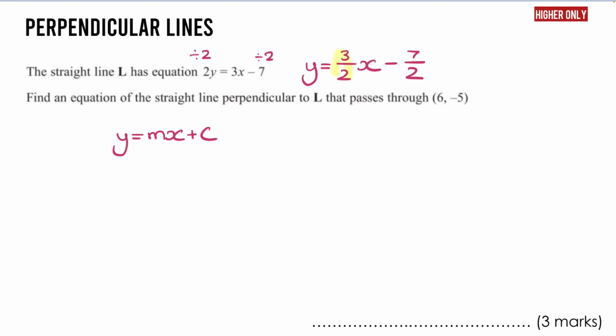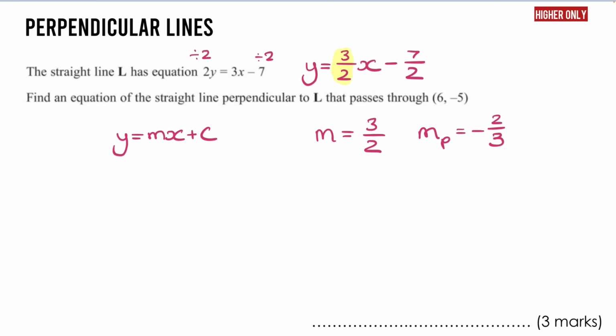Now we've done that because we want to know the gradient of the line. If our gradient, which I'll label as m, is 3 over 2, then our perpendicular gradient, which I'll label as mp, will be the negative reciprocal of that. So we change the sign, making it negative, and flip the fraction over, making it 2/3. From here, it's just putting all the pieces into the place that they need to go.